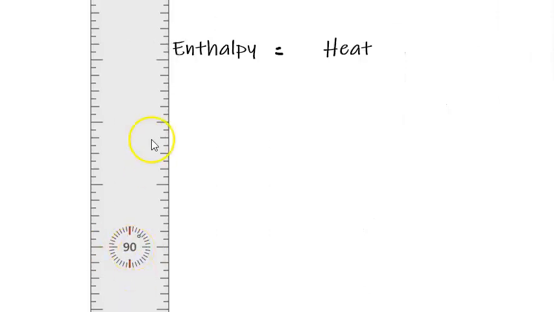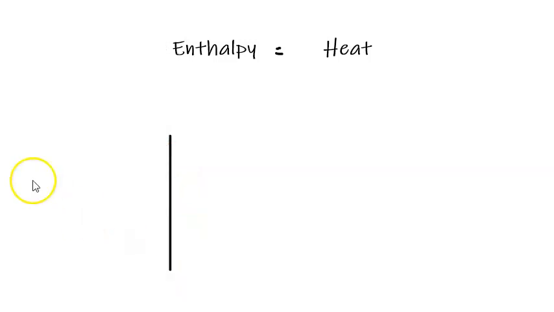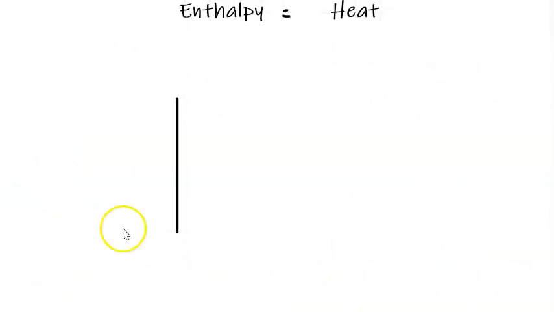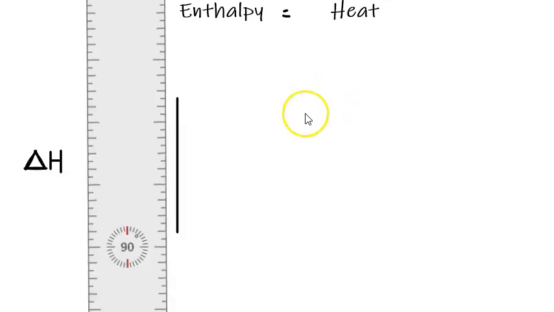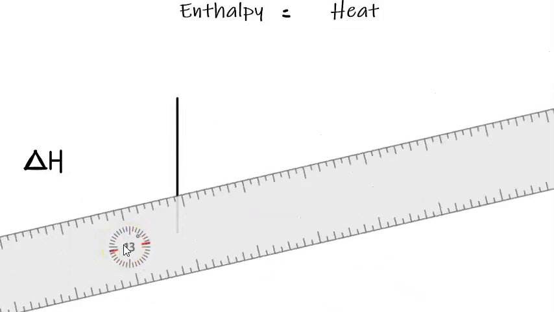So we've got on the y-axis change in enthalpy. So remember, change in is the Greek symbol delta, which is just drawn as a triangle, change in enthalpy. And the symbol for enthalpy is H, capital H. So we've got change in enthalpy on the y-axis, and then we'll have change in time along the x-axis.